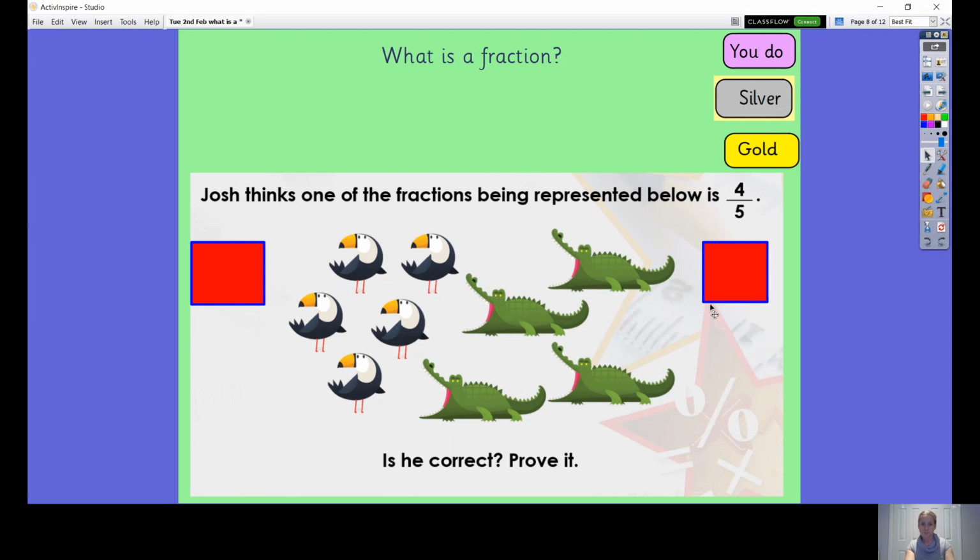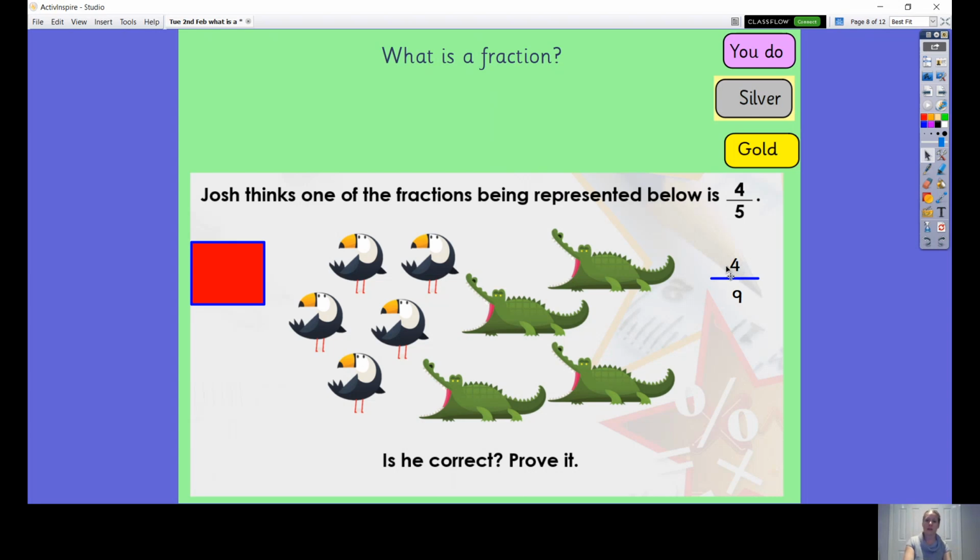Okay, so I've had a look at this and I thought to myself, right, if Josh was trying to do a fraction to represent the crocodiles, he would have needed to count all of the creatures together. So there were 1, 2, 3, 4, 5, 6, 7, 8, 9 creatures altogether, and 1, 2, 3, 4 crocodiles. So if he was doing the crocodiles, he would have got 4/9 because he would have said there are 9 creatures altogether and 4 of them are crocodiles.